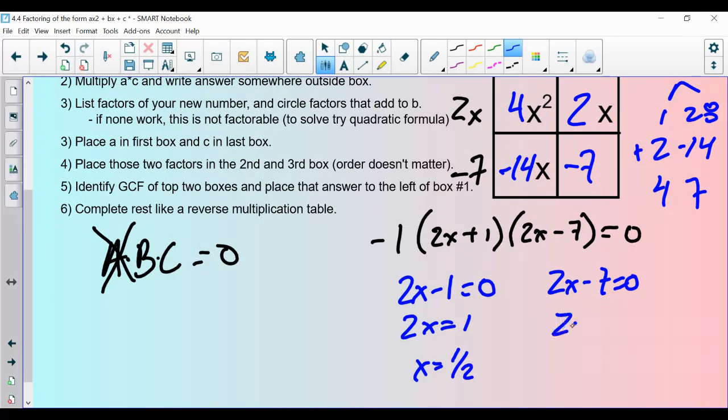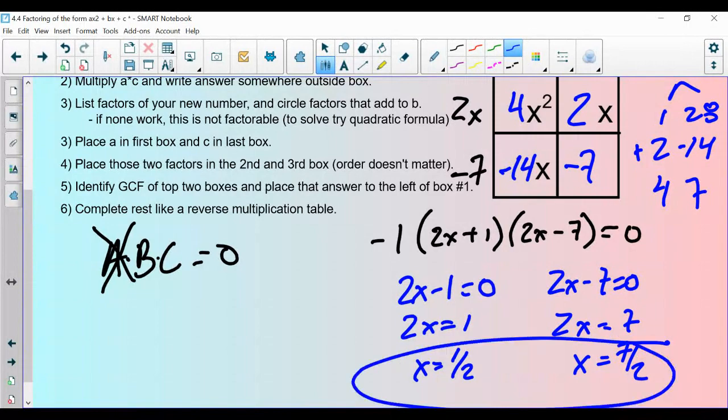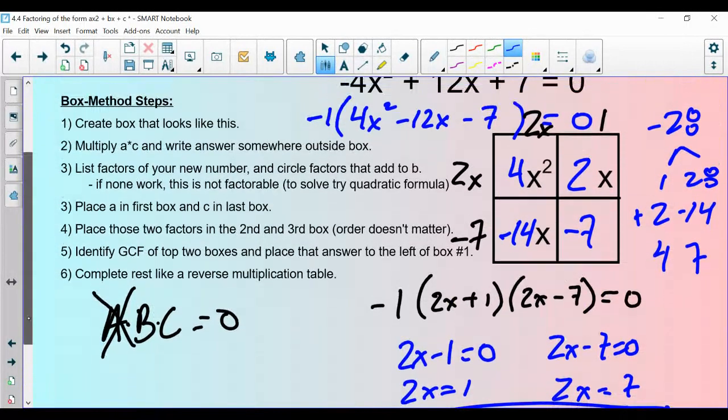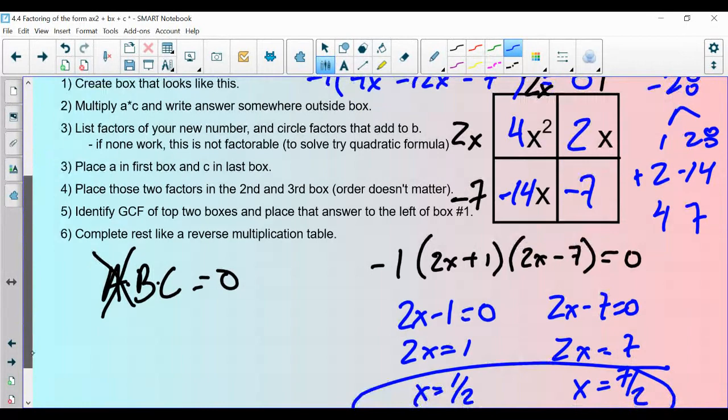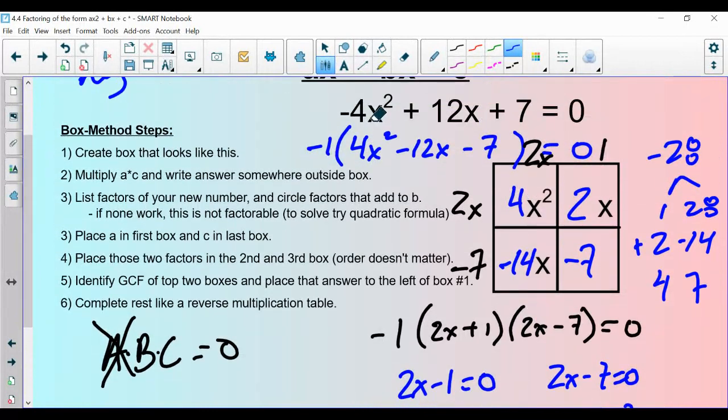And here you'd add 7. So you'd have 2x equals 7. And then divide by 2. So x is equal to 7/2. So those are your solutions. You could definitely plug 1/2 in. Make sure when you substitute something in, like a half, you put it in parentheses, and you should get 0 out. You should be able to do the same thing with 7/2.